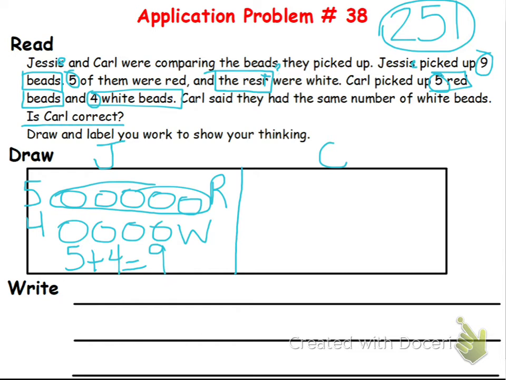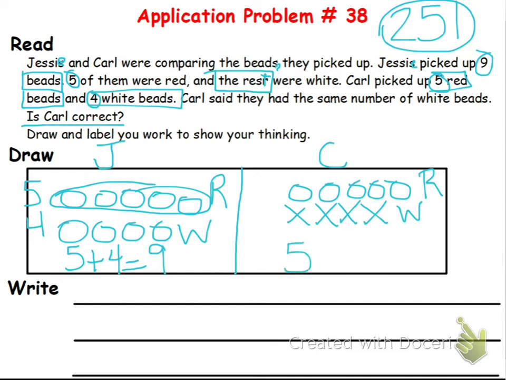Now let's look at Carl. Carl picked up 5 red beads. Let's draw the 5 red beads. And 4 white beads. So I'm putting X's. So this is the red. This is the white. Remember, Carl said they had the same number of white beads. Well, let's see. Let's do a number sentence first. So 5 plus 4 equals 9.